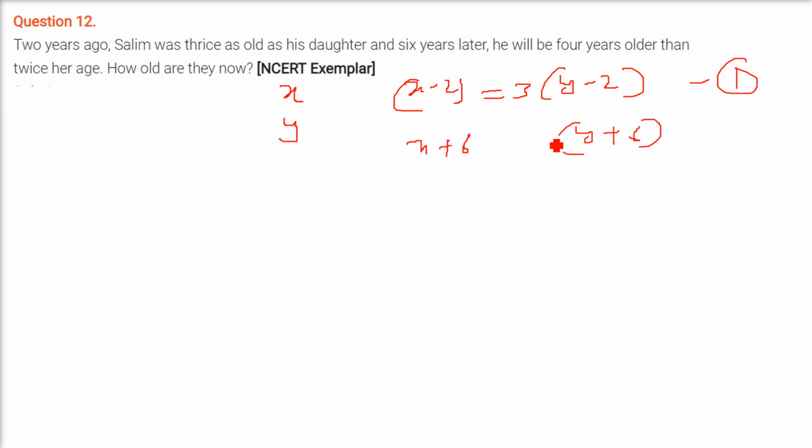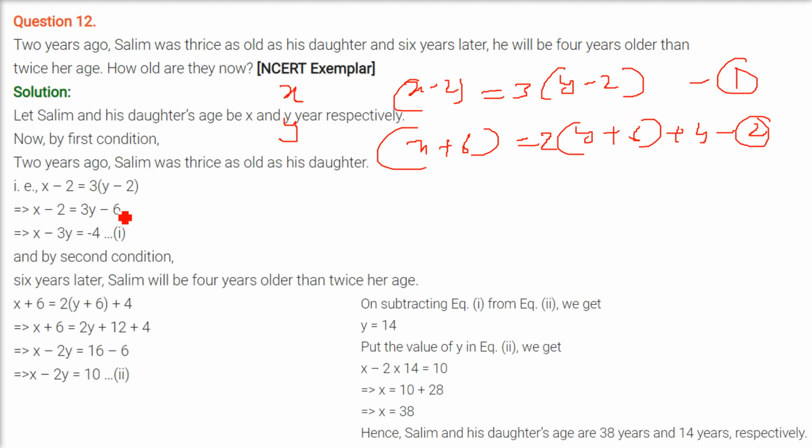6 years later, that is we add 6 to both of them, he will be 4 years older than twice her age. So twice her age, he will be 4 years older. So we equate them. This is our second equation. So x minus 2 equal to 3y minus 6, that is x minus 3y equal to minus 4 is the first equation. And this boils down to x minus 2y equal to 10. You know how to solve these two equations. X will come as 38, that is Salim's age, and 14 will be the daughter's age.